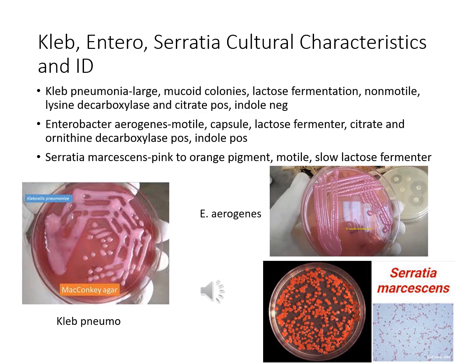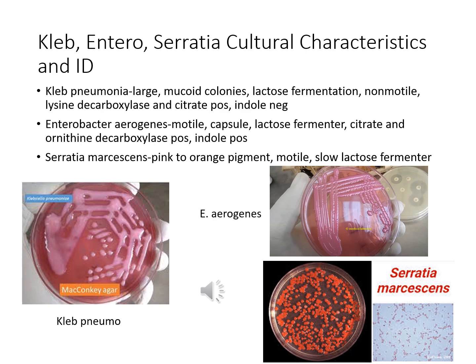Like mentioned earlier, Klebsiella pneumoniae will present as a large mucoid-looking colony. They do ferment lactose, so you're going to get a pink color on your MacConkey plate. They are non-motile. They are lysine decarboxylase and citrate positive, and they are indole negative. Enterobacter is motile. It also may have a capsule. It is also a lactose fermenter. It is citrate and ornithine decarboxylase positive and indole positive.